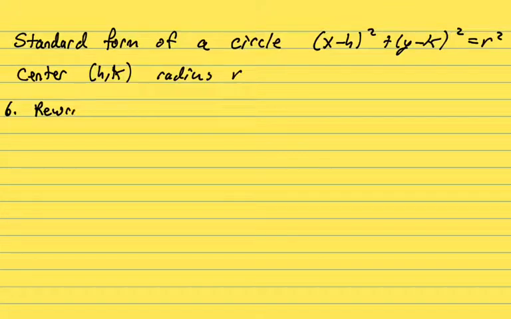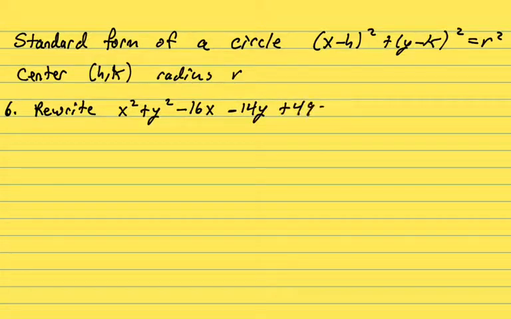The last example in our notes, we're going to rewrite x squared plus y squared minus 16x minus 14y plus 49 is equal to 0. You're going to run into this a lot more in pre-calculus. So if you plan on taking the pre-calculus math, then you'll certainly see this. If this is the last math class you need for your degree plan, then you probably won't see this again other than for this test. Maybe on the final, but probably just this test.